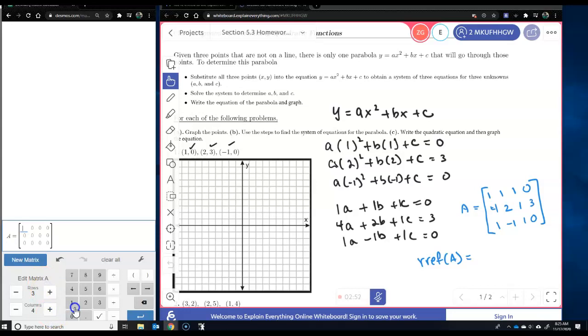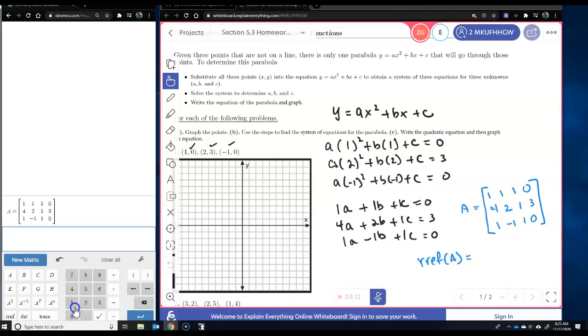We're going to type in the coefficients 1, 1, 1, 0. The next one is 4, 2, 1, 3. And the next one is 1, negative 1, 1, 0. Press enter. And then we're going to type in REF, and then we have A. And so there is the solution.